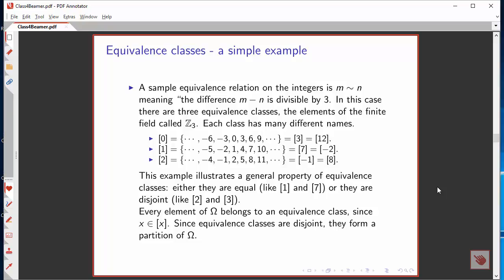Every element has to belong to some equivalence class because the element x has to belong in the equivalence class generated by x. And since these equivalence classes are disjoint, and everything in the sample space belongs to one, these equivalence classes form a partition. That's why we're talking about equivalence classes.